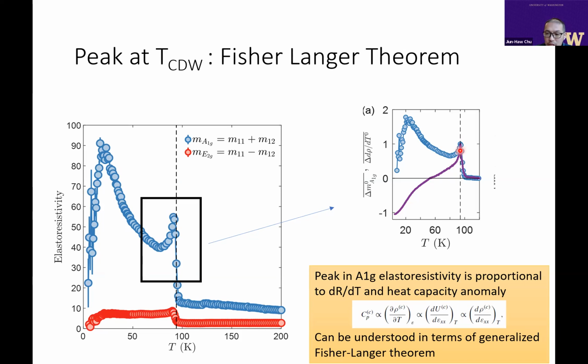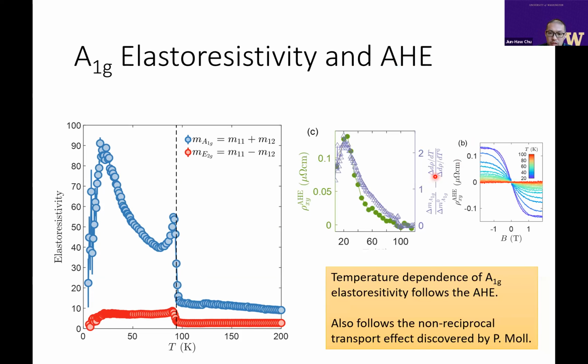Here I'm superimposing the d rho dT with the elastoresistivity, and you can see these two features match very well. Now, if you remove this feature by using the d rho dT as background, what you're left with is something like this, something that peaks around 20 Kelvin. And then we have also measured the anomalous Hall effect on these samples, and we found that the anomalous Hall effect has a very similar temperature dependence as this A1G elastoresistivity. And this same temperature dependence is also similar to the non-reciprocal transport effect, the magneto-chiral effect discovered by Philip Moore.